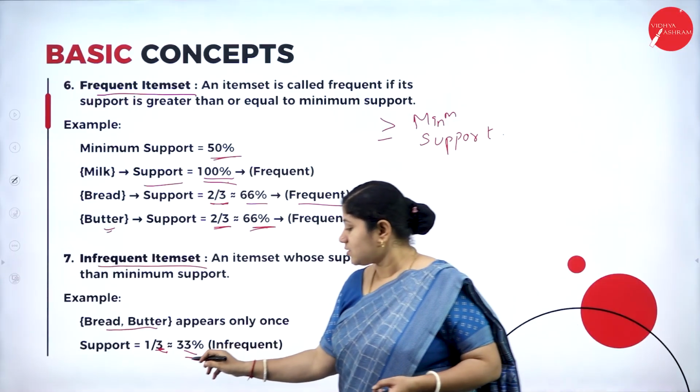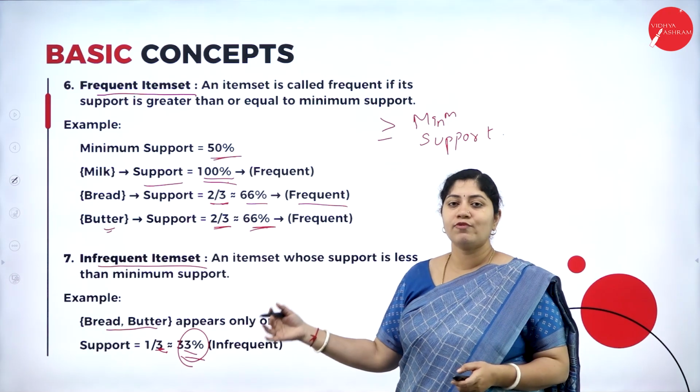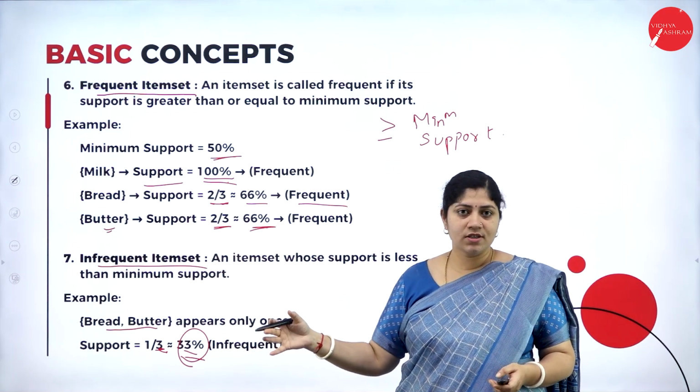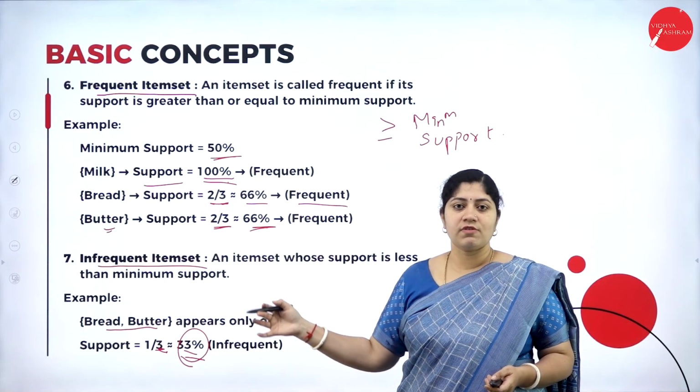But this is below 50% and thus it forms an example for an infrequent item set. Is the difference between a frequent item set and an infrequent item set clear? It is very, very easy.